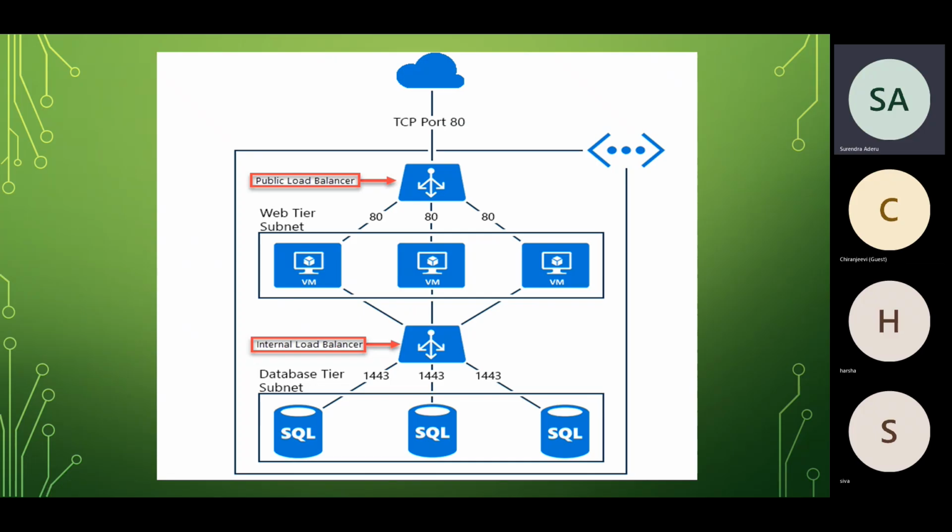What is meant by load balancer? What are the different types we have? One is the private load balancer, that is nothing but the internal load balancer. We have a public load balancer. That will do the load balancing over the internet. The internal one will do the load balancing within the organization, within the network, using private IP. Is that clear, guys?